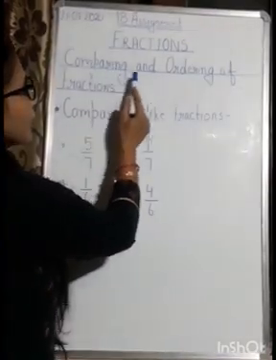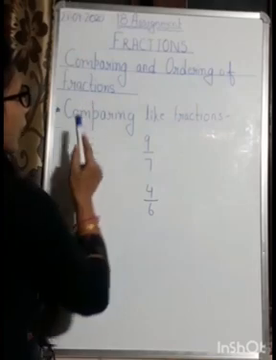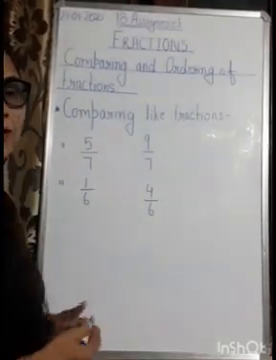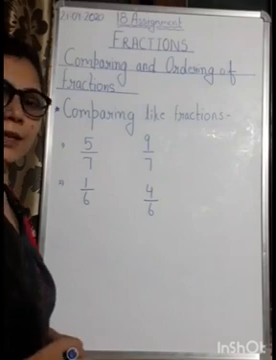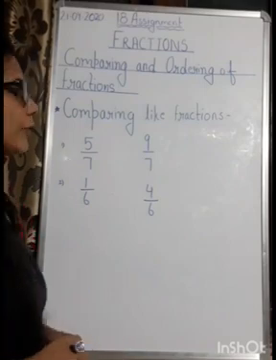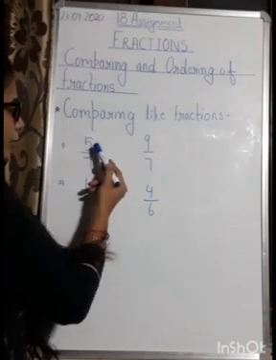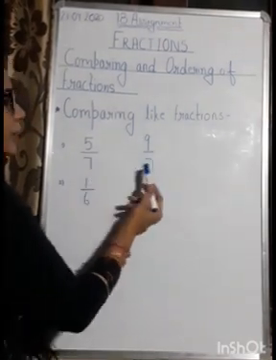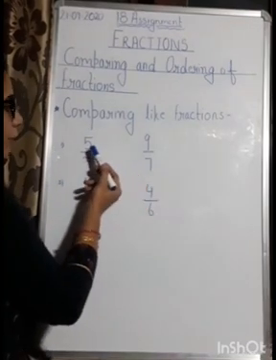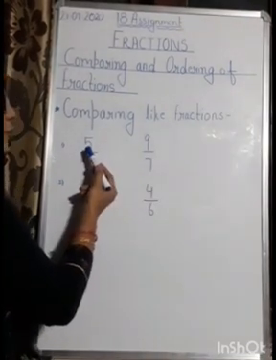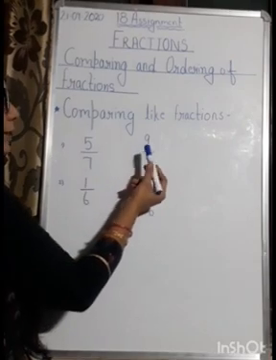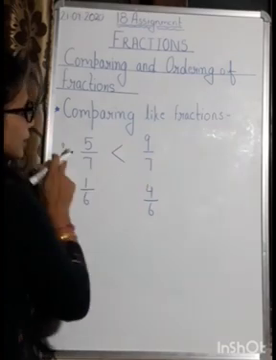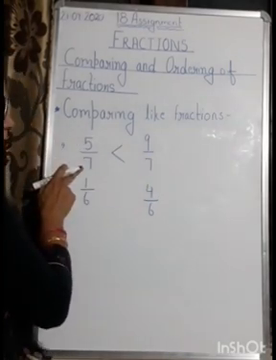Next we are having comparing and ordering of fractions. First we will learn how to compare like fractions. Now what are like fractions? If the denominators of fractions are the same, then the fractions are said to be like fractions. So here I have written two like fractions, 5 by 7 and 9 by 7. As you can see the denominators are the same, so we only have to compare the numerators. Which one is greater? 5 is greater or 9 is greater? 9 is greater. Therefore the fraction 9 by 7 is greater than the fraction 5 by 7.